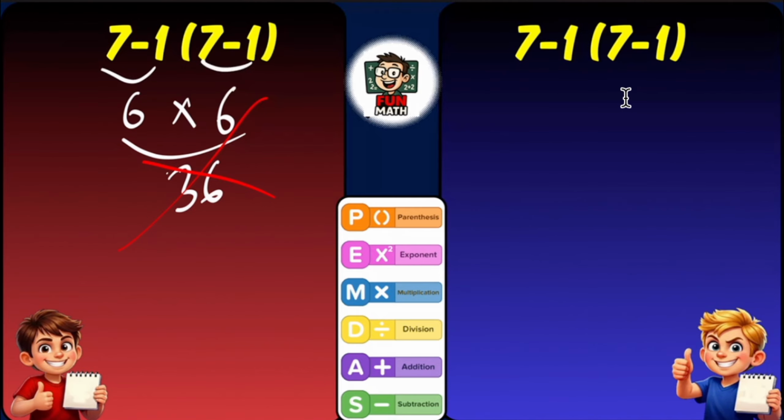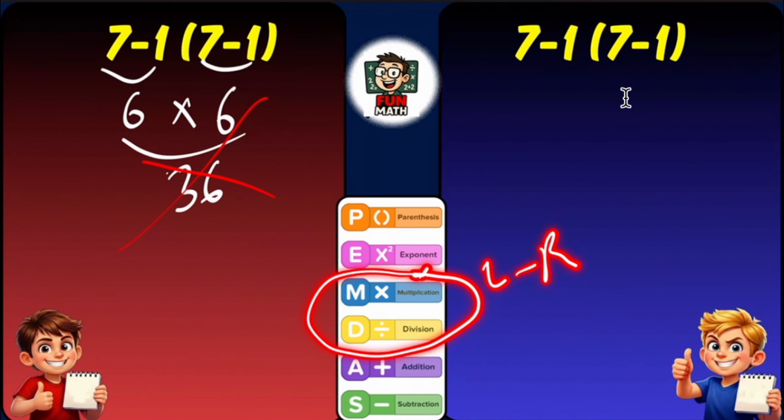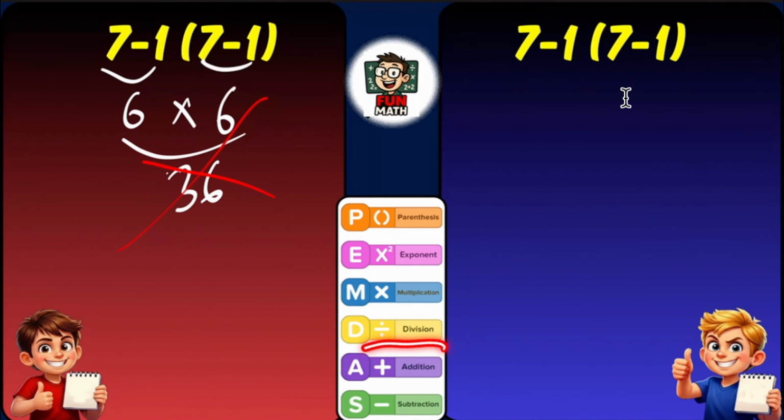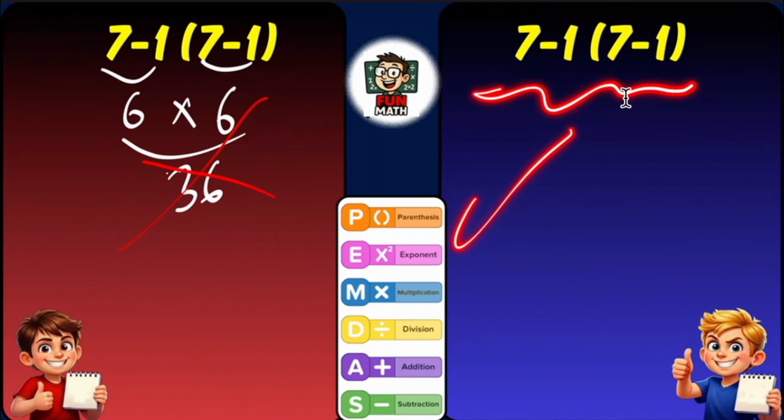Here we have another rule. There is no order. Multiplication and division operations are done from left to right. Similarly, there is no order. Addition and subtraction operations are done from left to right. Okay, now let's solve the equation according to the rule.